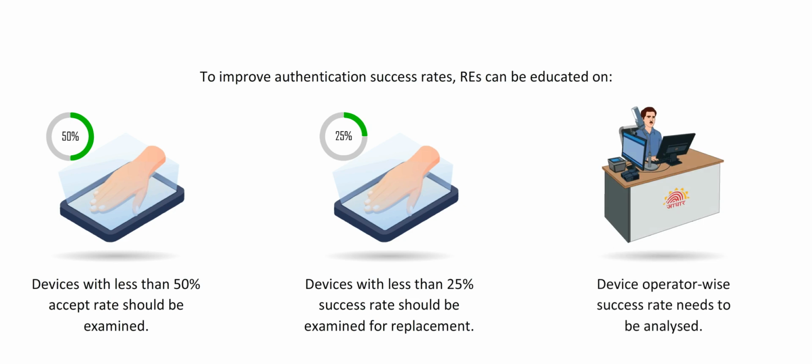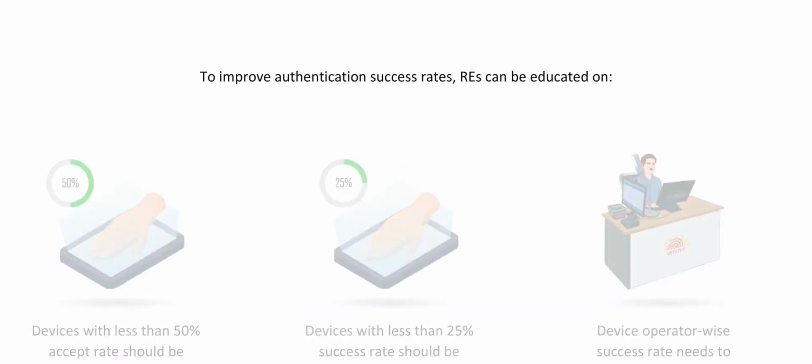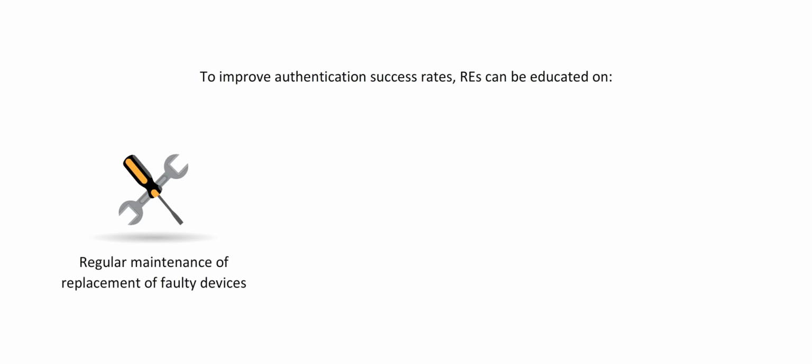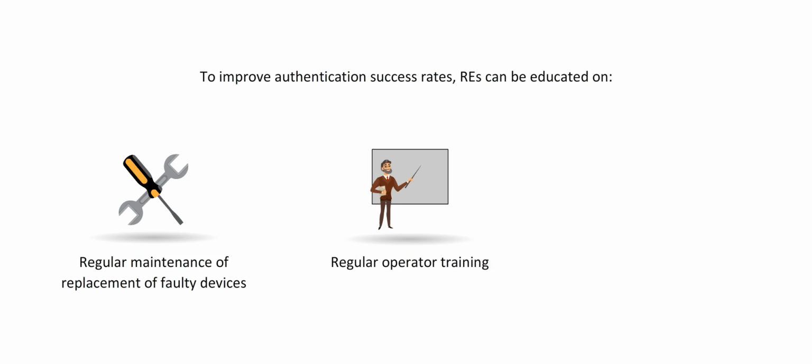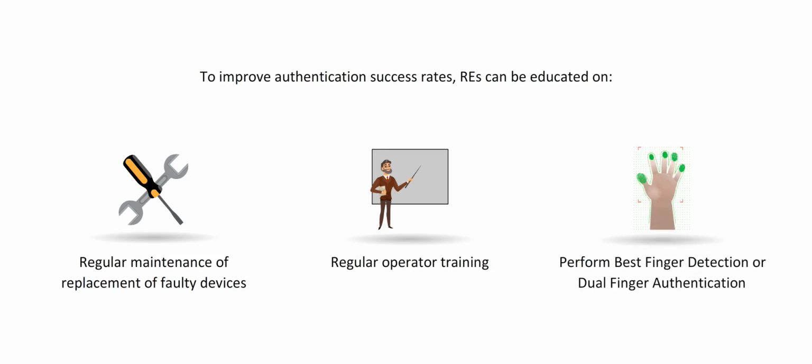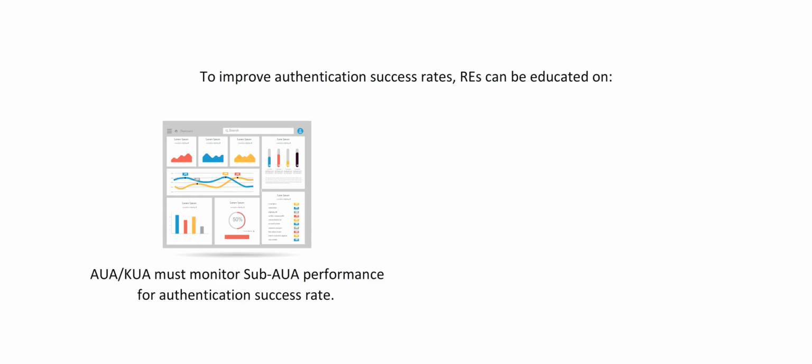Device operator-wise success rate needs to be analyzed. Regular maintenance or replacement of faulty devices. Regular operator training. Identify the beneficiaries who are not able to authenticate or require more attempts to authenticate. Perform best finger detection (BFD) for such beneficiaries and/or dual finger authentication. If required, guide the beneficiaries to a fresh biometric update.